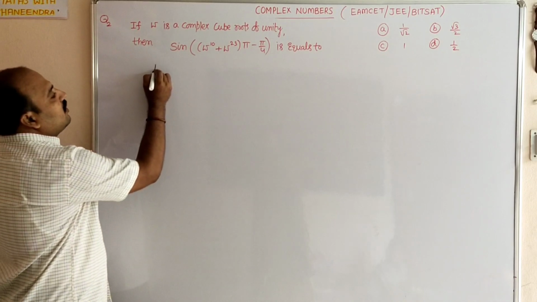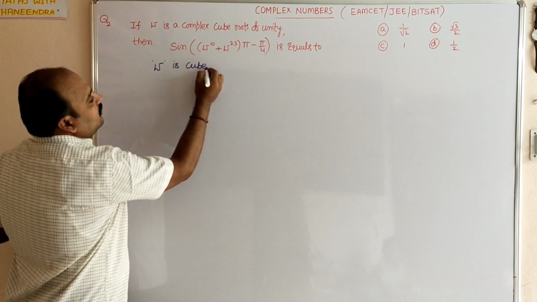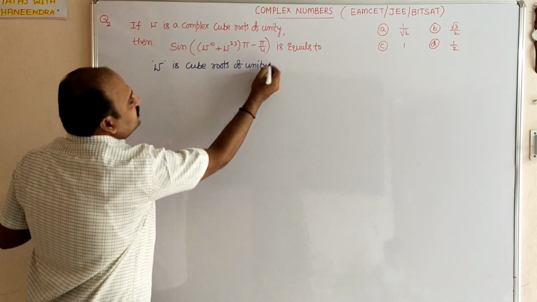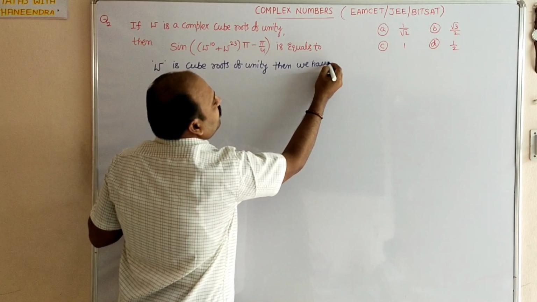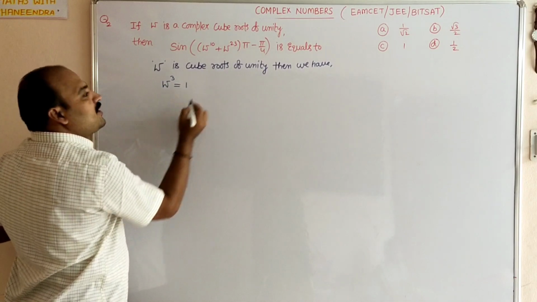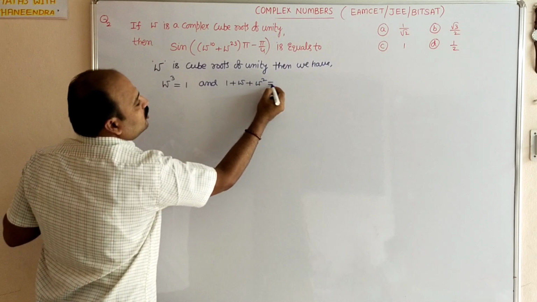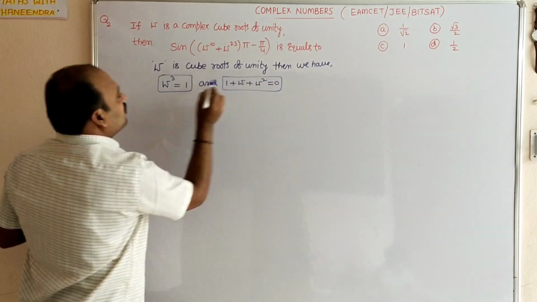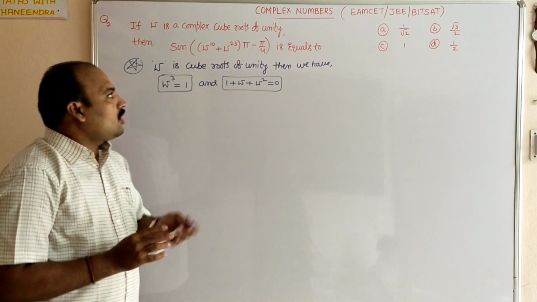Whenever omega is a cube root of unity, that means omega cube is equal to 1 and 1 plus omega plus omega square is equal to 0. Keep these two pieces of information in mind, dear students. This is very fundamental in complex numbers. Now come to the question.